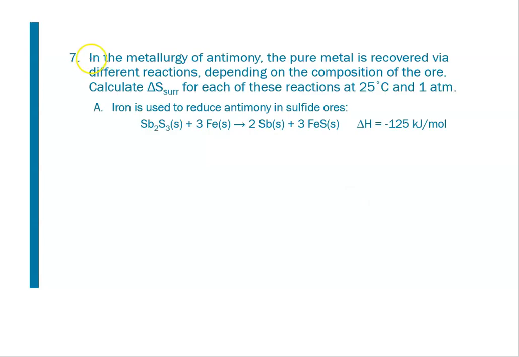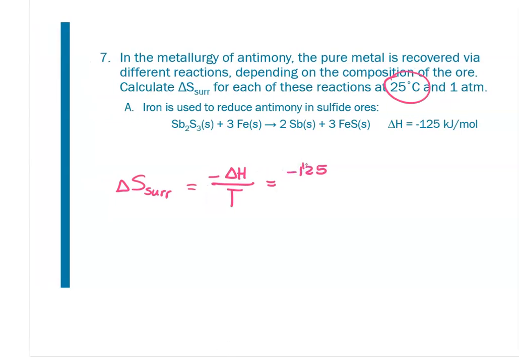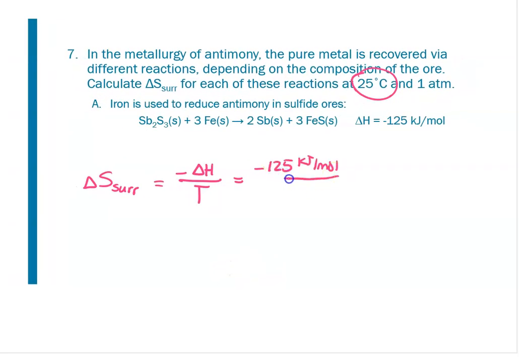All right, so this says in the metallurgy of antimony, pure metal is recovered from different reactions depending upon the composition of the ore. Calculate the delta S of the surroundings for each of these reactions at 25 degrees Celsius and 1 atmosphere. Okay, so here I'm given a delta H value, and I am told that I am at 25 degrees Celsius. So this is easy peasy. Delta S of the surroundings is going to be negative delta H over T. So this is negative 125 kilojoules per mole over 25 plus 273.